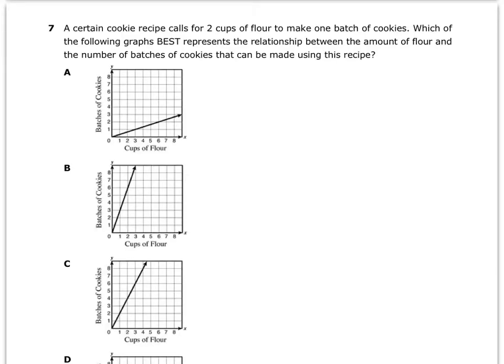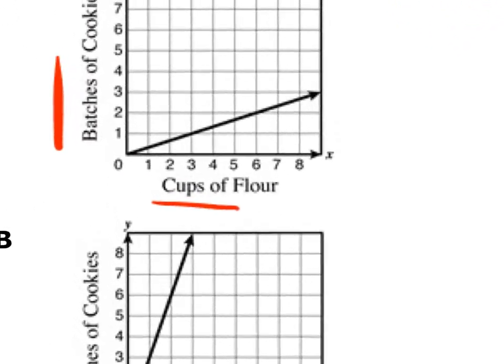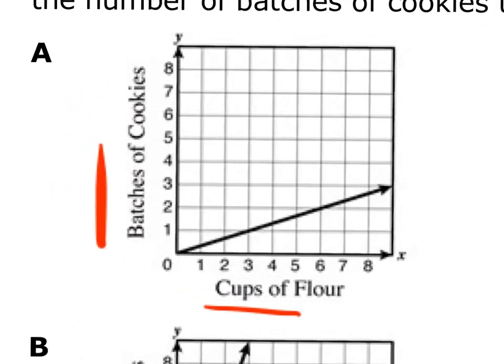Alright, number 7. A certain cookie recipe calls for 2 cups of flour to make 1 batch of cookies. Which of the following best represents that relationship and the number of batches of cookies? So, our relationship is 1 batch gives us 2 cups of flour. Now, every answer has cups on the bottom, batches on the side. So, if I need to get 2 cups for every 1, let's take a look.